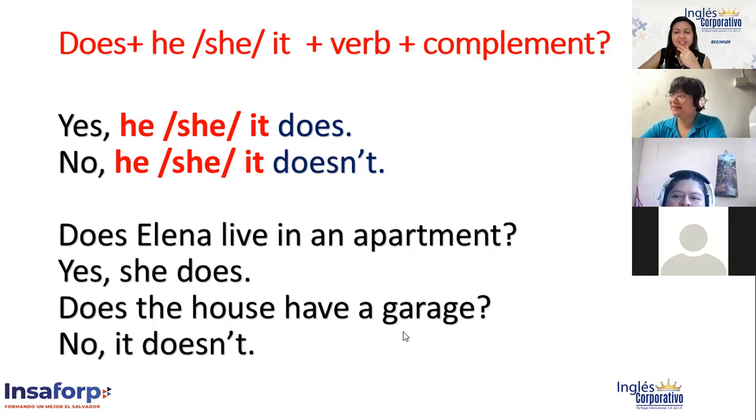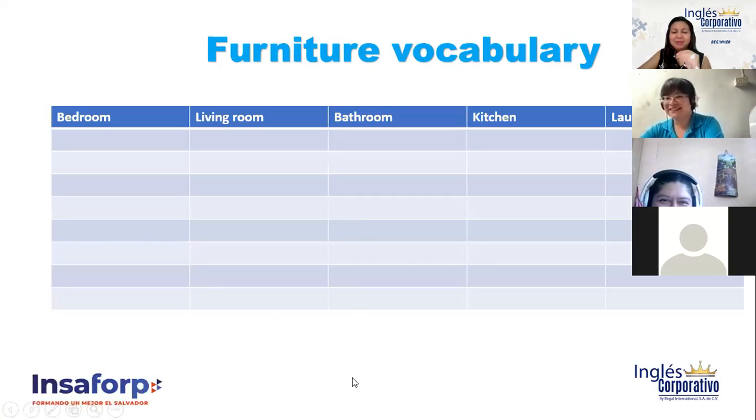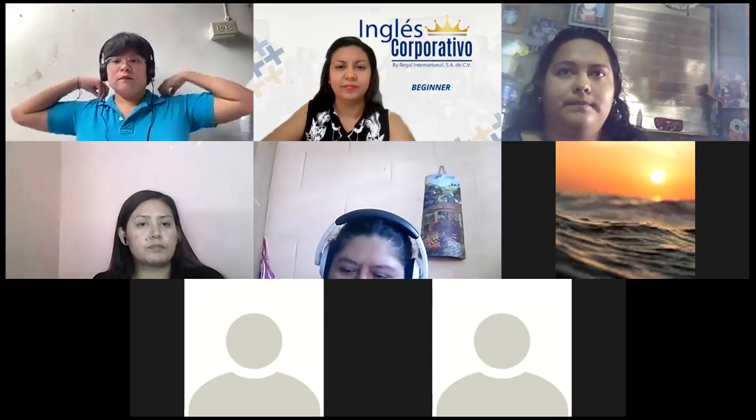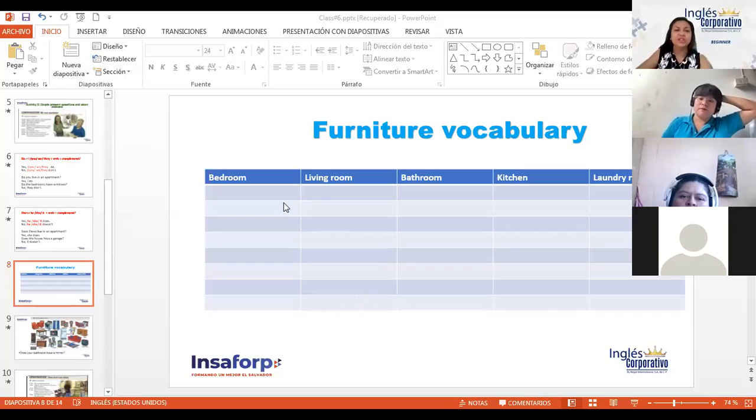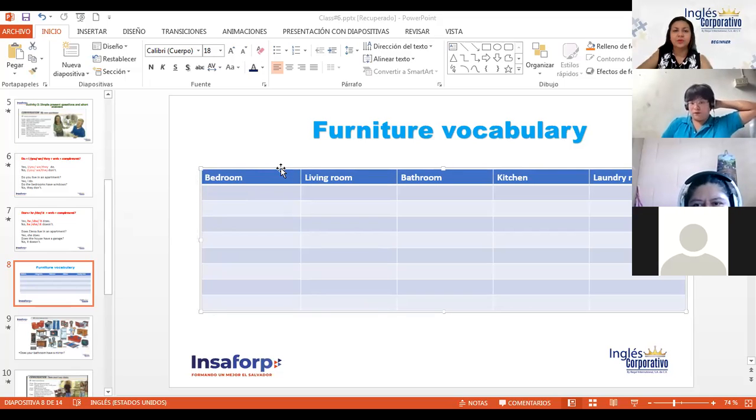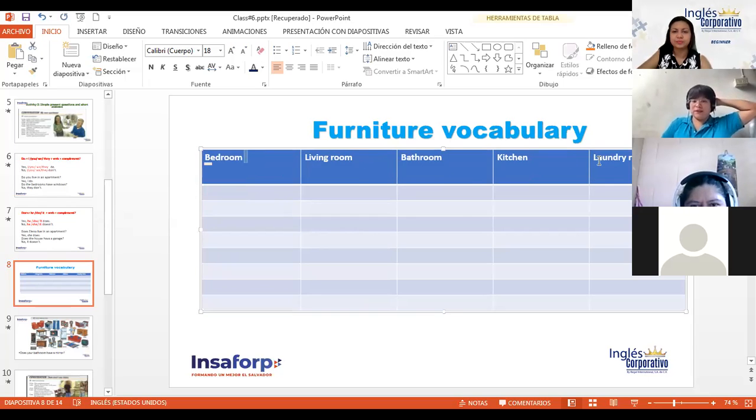Good. So now it's time for you to practice. Vaya, pero antes de practicar con las questions, we are going to review the furniture vocabulary. Furniture vocabulary, we have, for example, the bedroom, the living room, the bathroom, the kitchen, the laundry room. ¿Sí me escuchan bien?